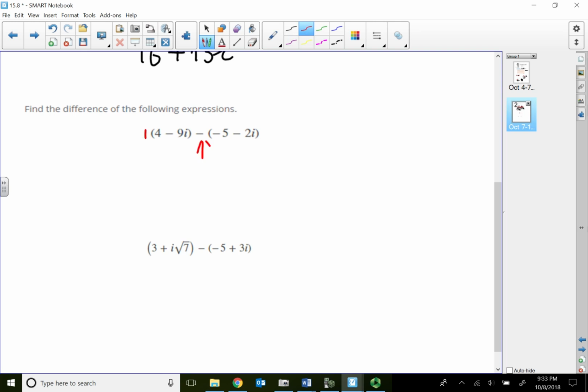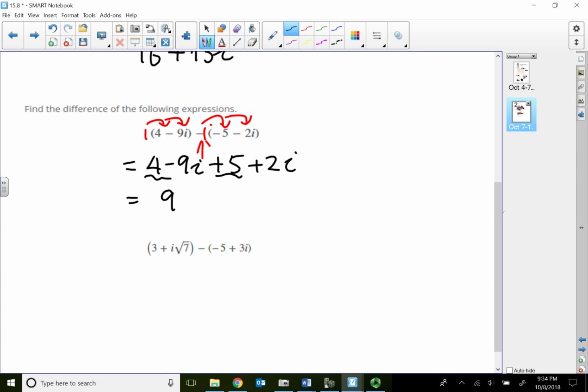So my first term, +1, do a distribution. Let's bring out both terms, 4 and -9i. My second term, -1, do a distribution. -1 times -5 is +5. -1 times -2i gives me +2i. All right, combine the real part first. They go in the front. So 4 plus 5 is 9. -9i plus 2i will be -7i. Okay, so that will be my answer.